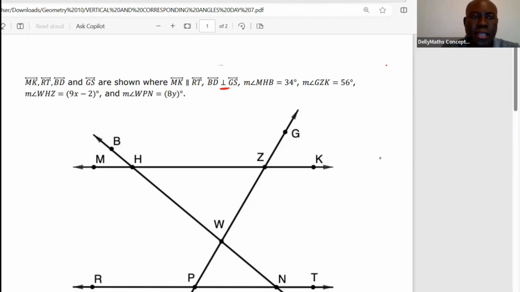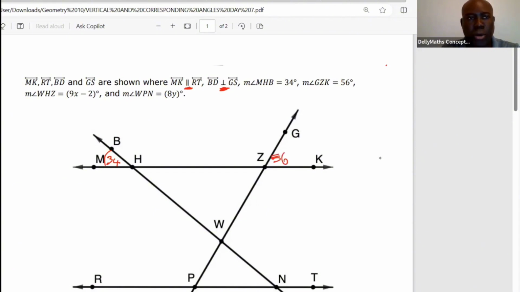So the question says, MK, RT, BD, and GS are shown, where MK is parallel, this is a symbol for parallelism, to RT, and BD is perpendicular to GS. The measure of angle MHK is 34. I'm going to put that on. MHB is 34, I'm going to put that on right here. We also get that the measure of angle GZK is 56. GZK is 56 right here.